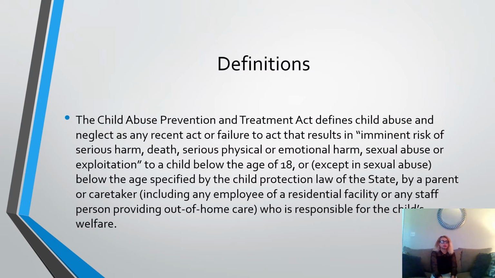Here are some definitions. The Child Abuse Prevention and Treatment Act defines child abuse and neglect as any recent act or failure to act that results in imminent risk of serious harm, death, serious physical or emotional harm, sexual abuse or exploitation to a child below the age of 18, or below the age specified by the child protection law of the state, by a parent or caretaker, including any employee of a residential facility or any staff person providing out-of-home care, who is responsible for the child's welfare.